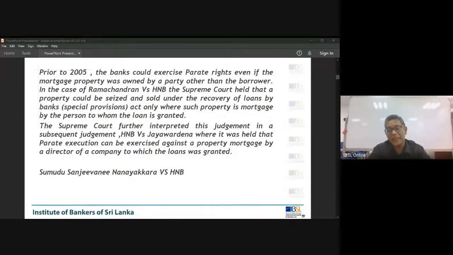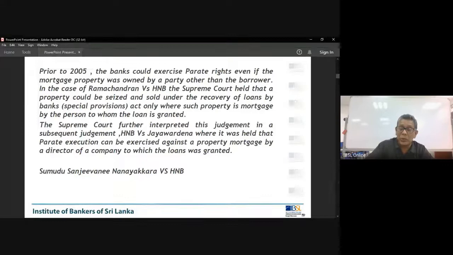Now, this is an interesting case. Maybe a lot of you are aware that at the moment, temporarily, the Central Bank has requested all the banks not to execute parate because of this situation. Yes. The Central Bank has asked you not to execute parate due to some issues, right? Yes. But now this is the case.